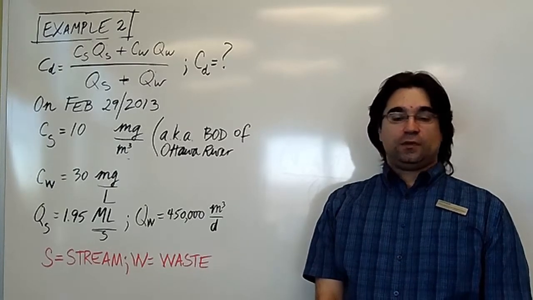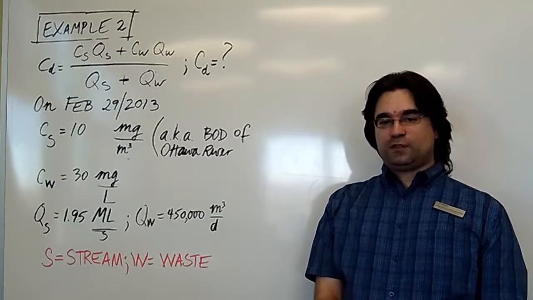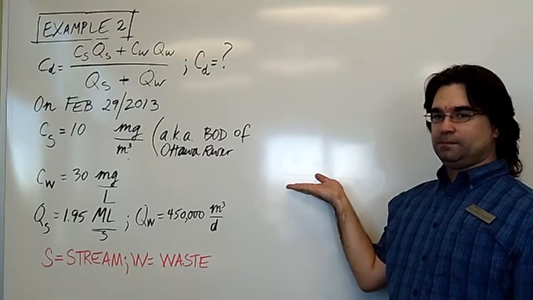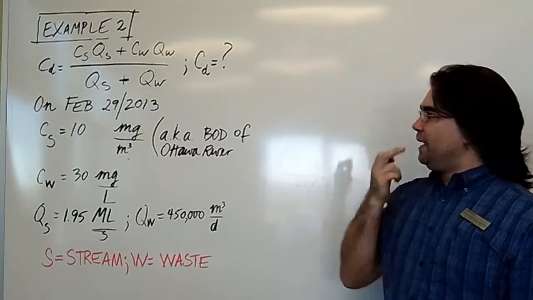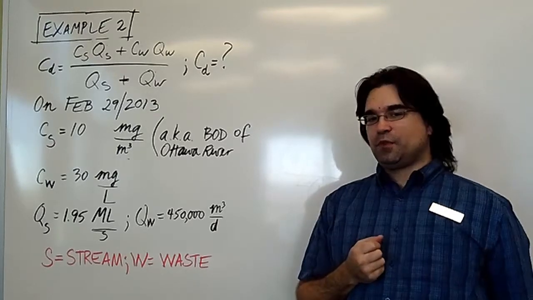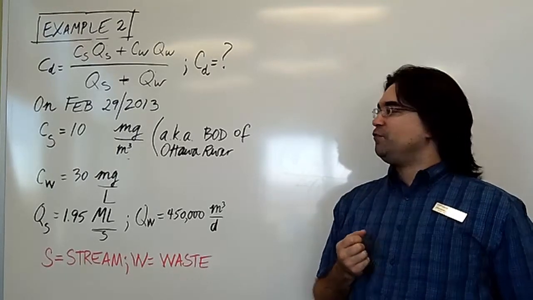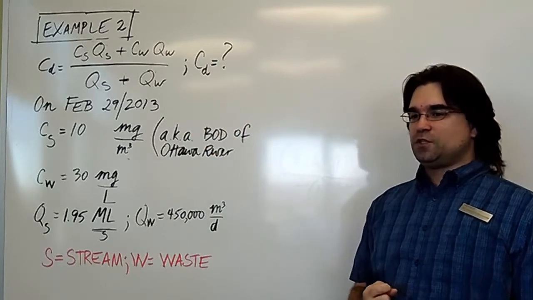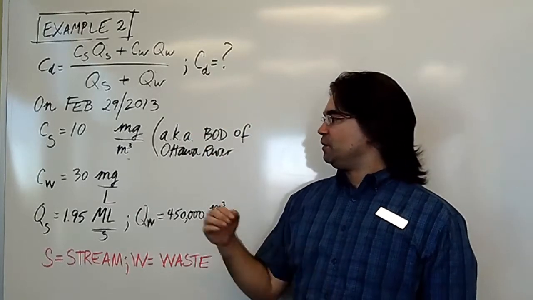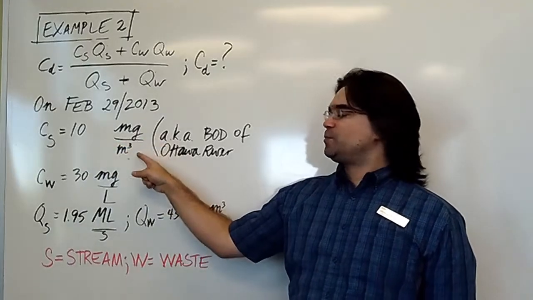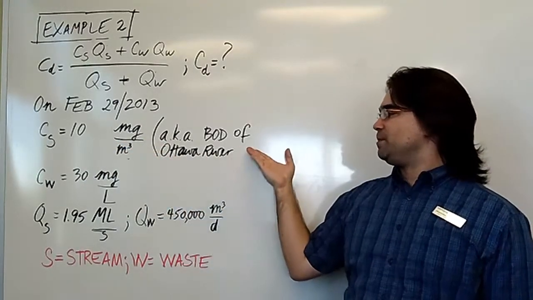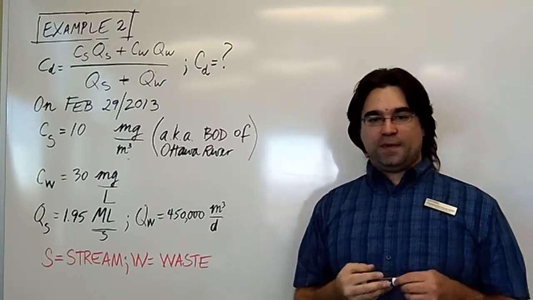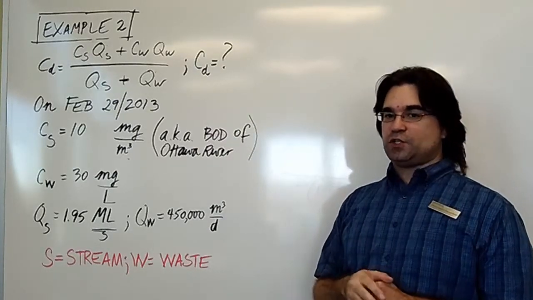Hello students. With example number 2, we'll revisit what we covered with example number 1, which you can find here. And we're going to look at exactly the same problem. That is, you're being informed that on February 29, 2013, the stream concentration of E. coli in the Ottawa River is 10 micrograms per cubic meter. You can consider this as the BOD of the Ottawa River. That is the biological oxygen demand for the Ottawa River, the existing concentration.